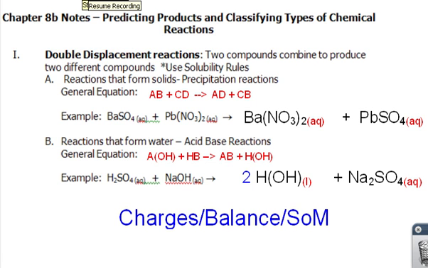So here we go. We're talking about double replacement reactions right now. In double replacement reactions, you have two compounds with positive and negative ions. Here is our general equation.